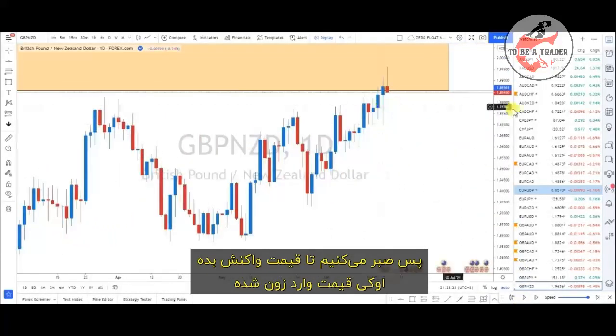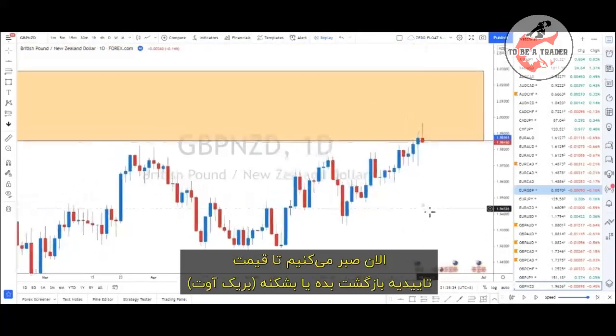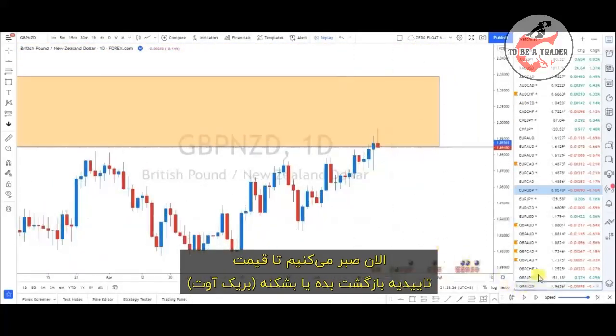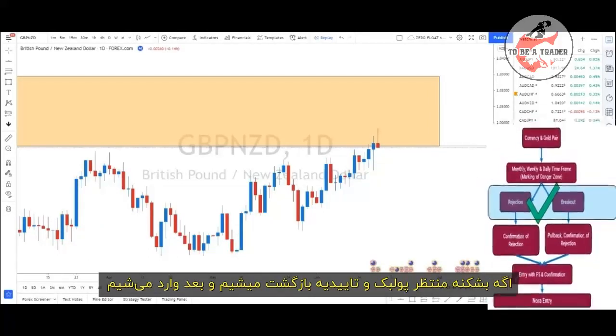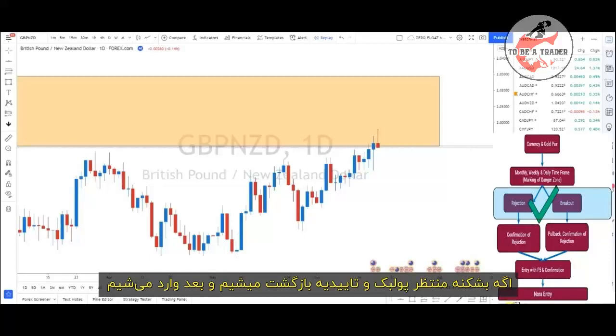Okay, price has already entered the zone. What we should do now is wait for price to do a confirmation of rejection or break out. If it breaks out, then we wait for a pullback and then wait for confirmation of rejection, and only then do we enter.